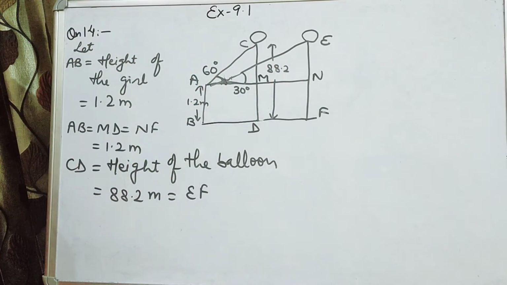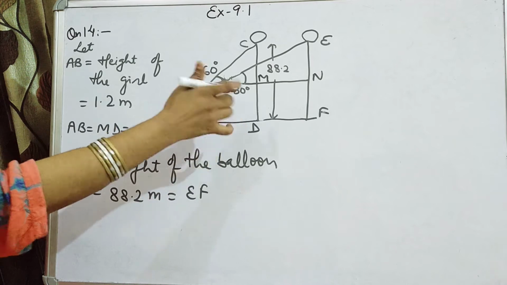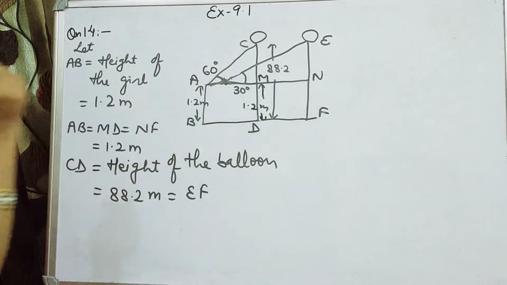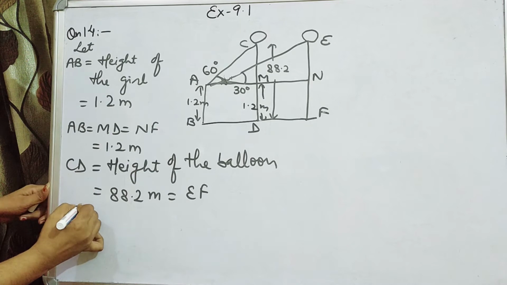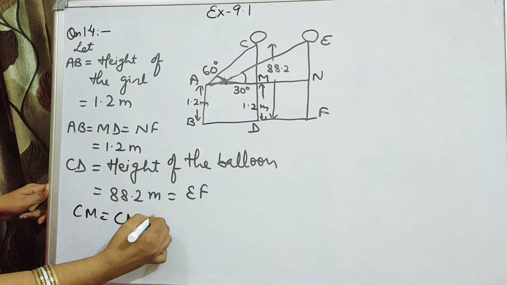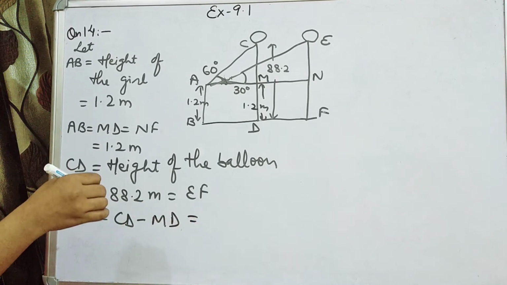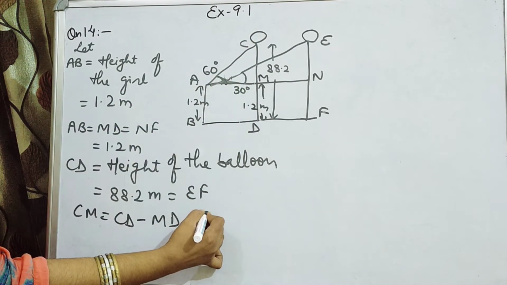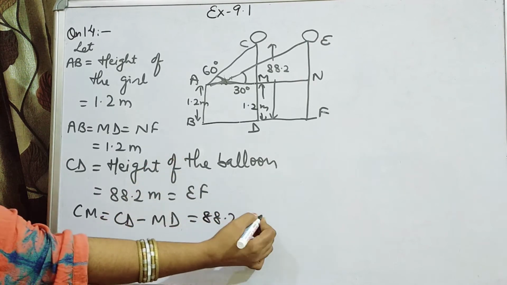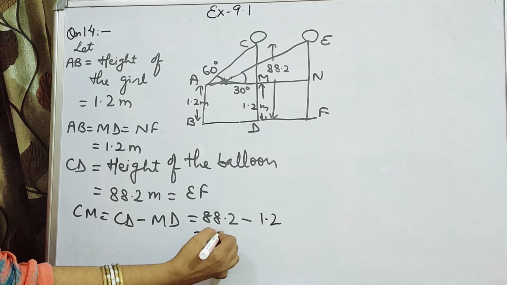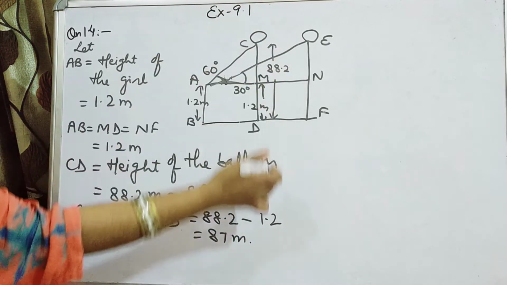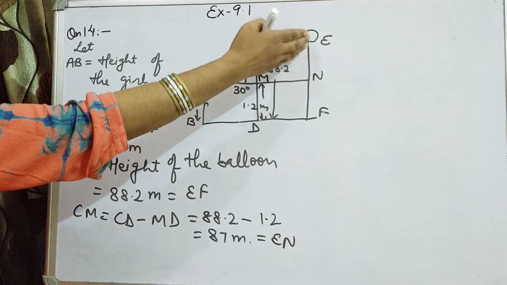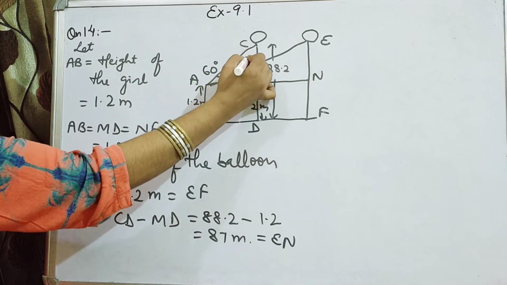Now we have to suppose this MN. So we have to take again here the two right triangles. Before taking that, I want to just find out the CM length and EN, which are the same. Okay, so we can get CM as CD minus MD, because we know CD, we know MD. CD is 88.2, MD is 1.2, and we'll get from here 87 meter, which is equal to EN also. So now we have both of these lengths, CM and EN. This is 87, this is also 87.